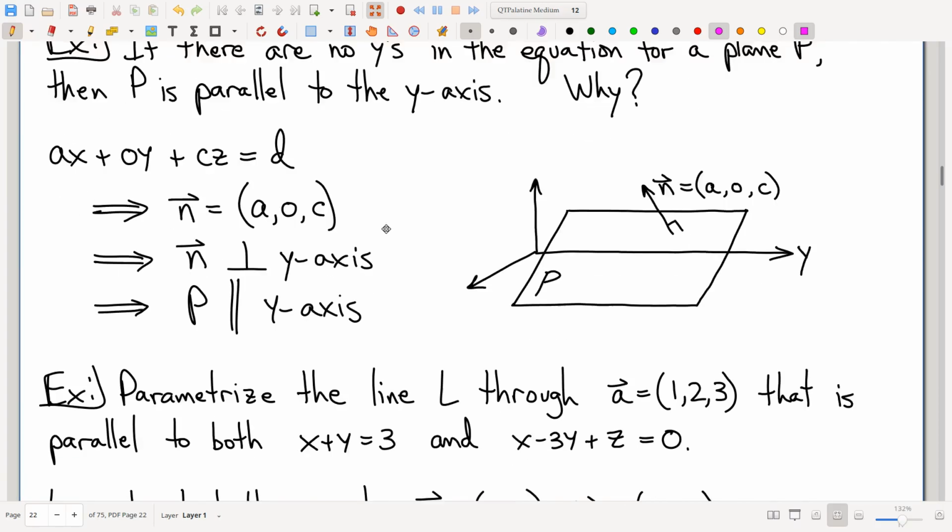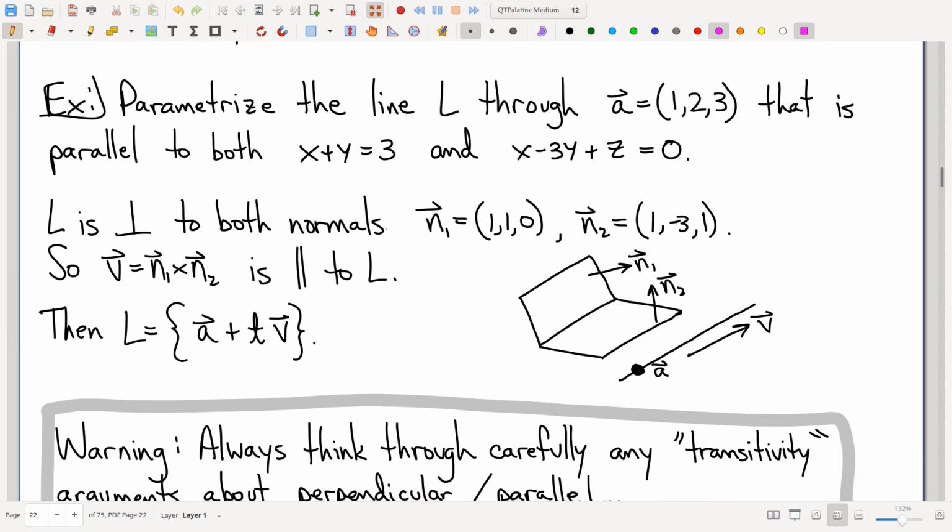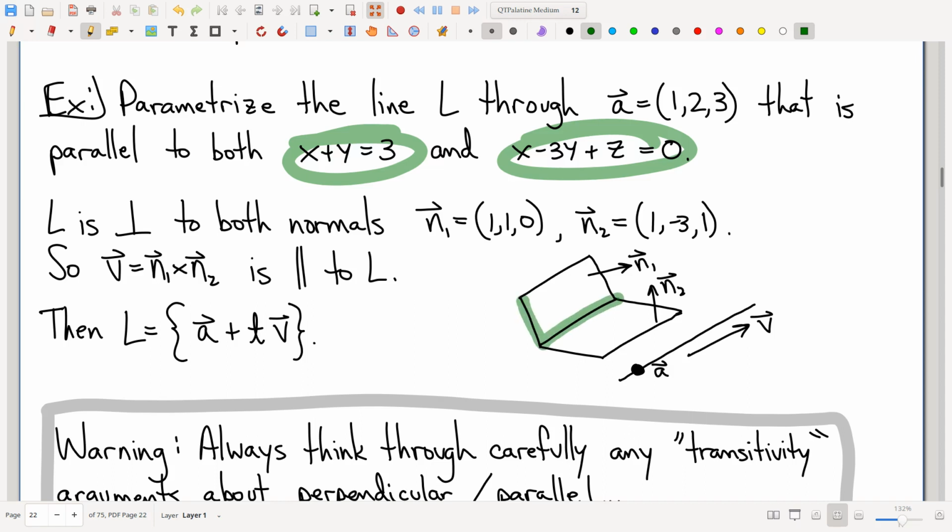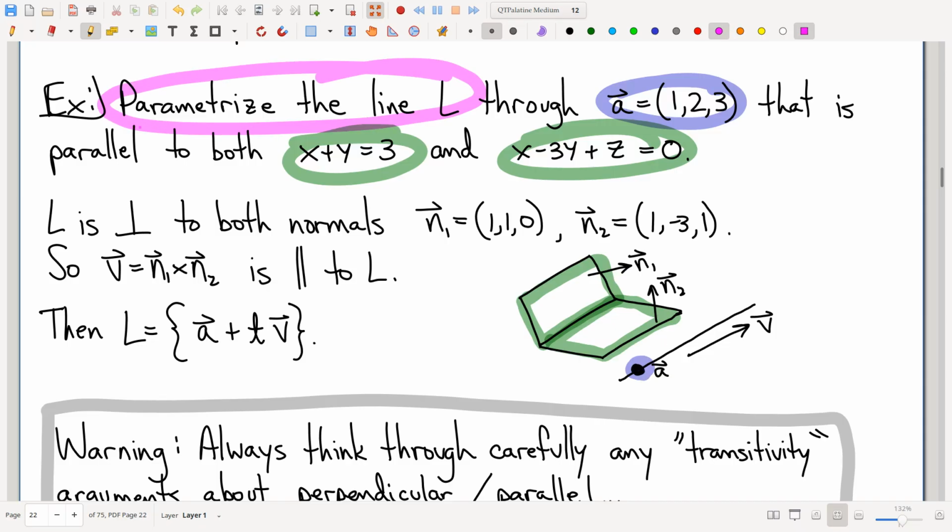Okay, cool fact. Here's another little puzzle. So we are given a couple of equations of planes. And we are also given a point. I'll do this in dark blue. And what I'm asked to find is not just the line that goes through the point that's parallel to those planes, but I want to specifically make a parametrization, right? Not symmetric equations or any other description. I want a parametrization specifically of that line.